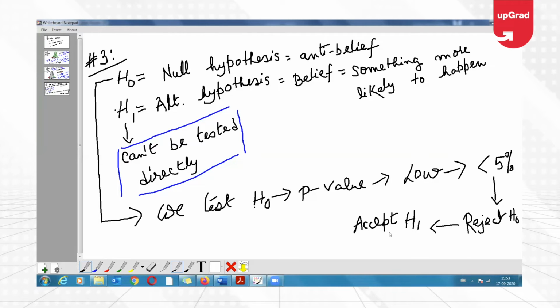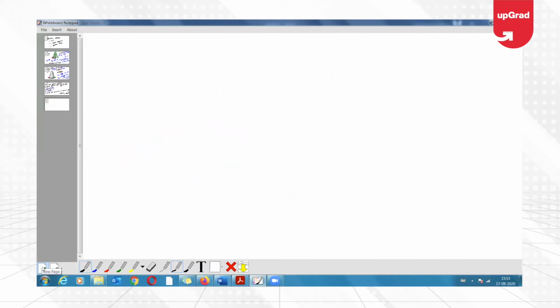So this is the high level flow of hypothesis testing, which I have already explained in deep detail. This is just to warm you up and a quick recall. So now let's start looking at the problem.